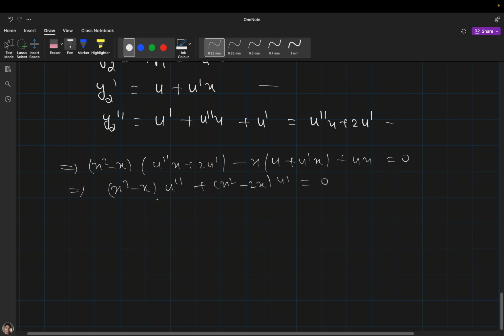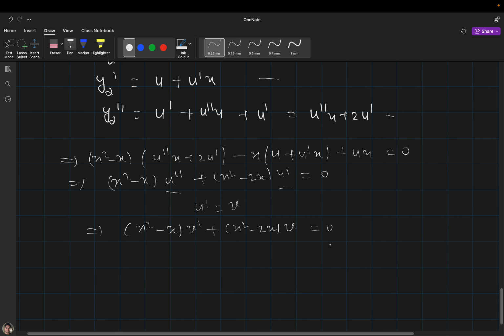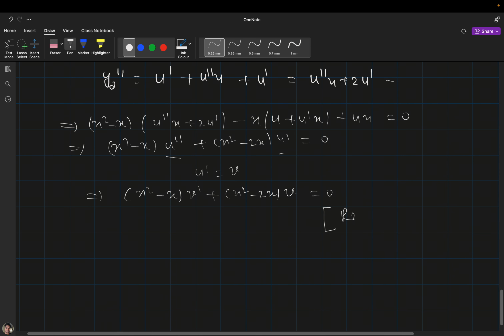Okay, now I will assume, you can see that it has reduced to second order, but there is no such term like u, which means that I can assume u dash equal to v. So I can write (x² − x) v dash, because I have assumed that u single dash equal to v. So in place of u double dash I can write v dash, plus (x² − 2x) v equal to 0. So here you can see that there is a reduction in order.